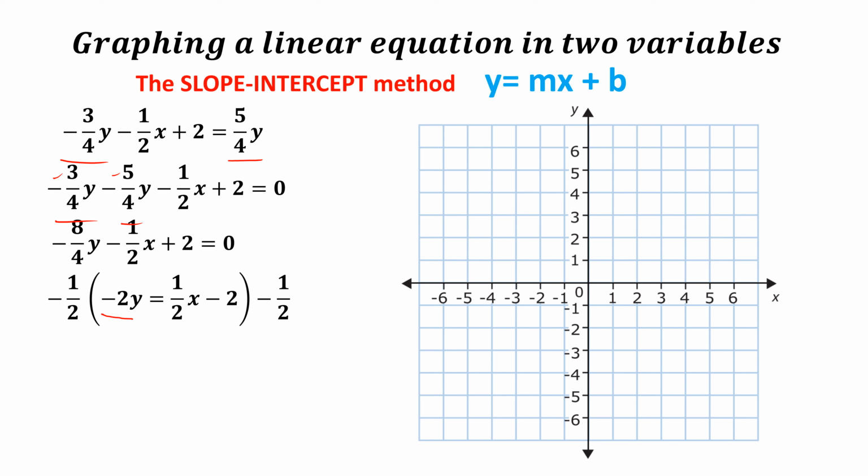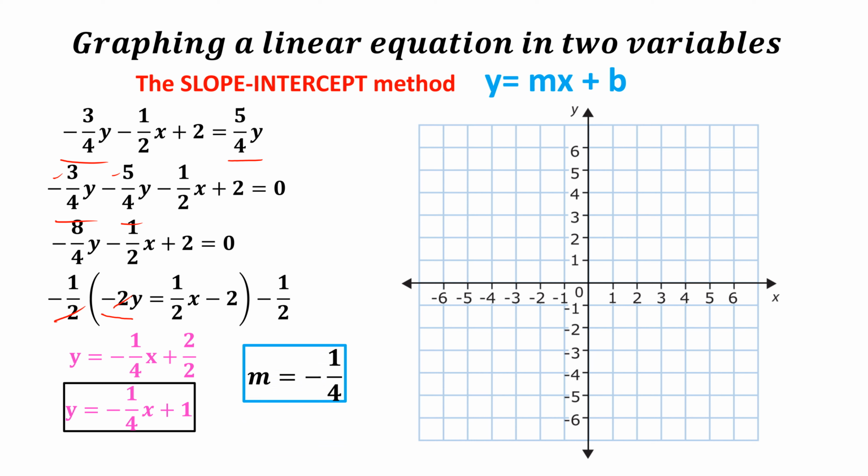Thus, we are able to multiply the negative 1/2 to both sides, and for that, we have the negative 1/2 times negative 2y. It is now y equals negative 1/4 x plus 2 over 2. And simplifying further, the 2 over 2 is now 1. And so therefore, our y equals mx plus b form is already y equals negative 1/4 x plus 1. And for this, we already have our slope, which is negative 1/4, and our y-intercept is positive 1.